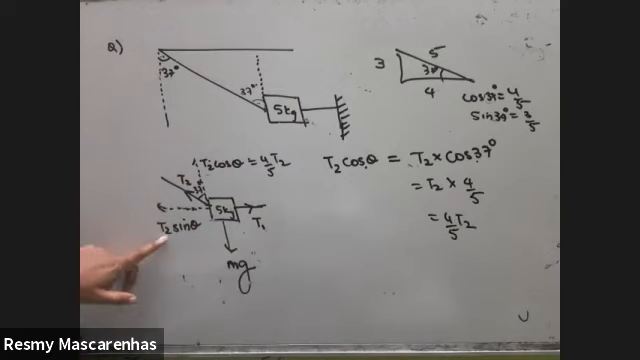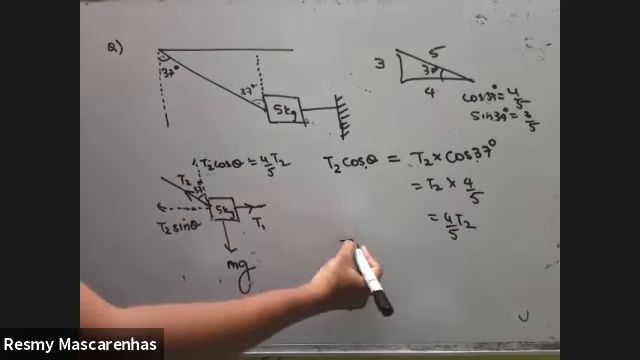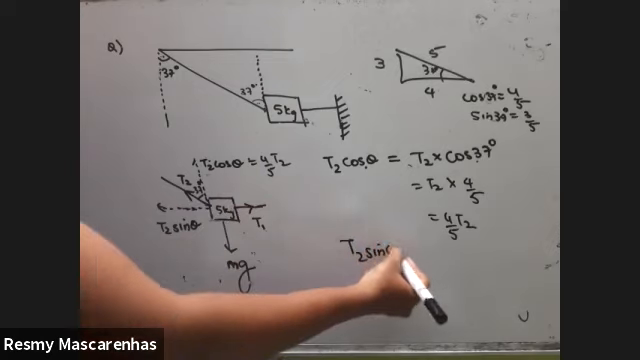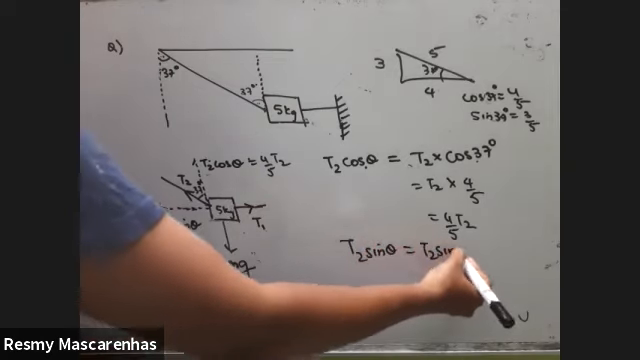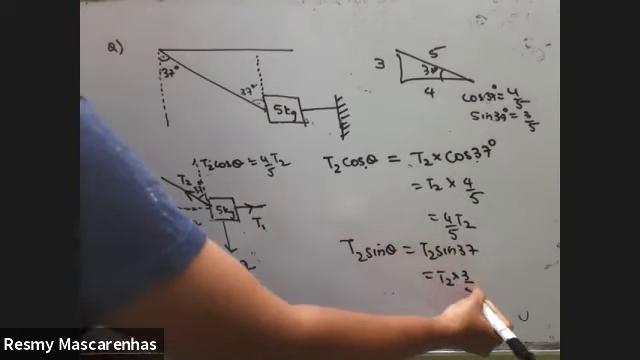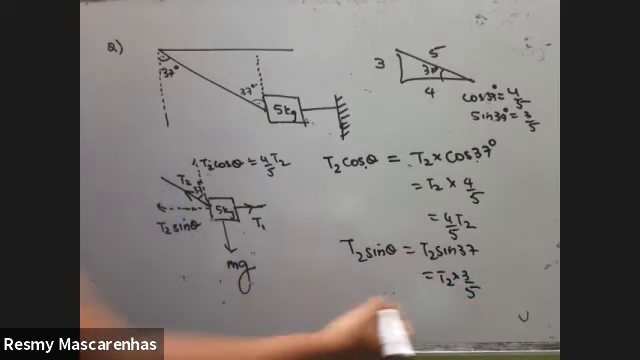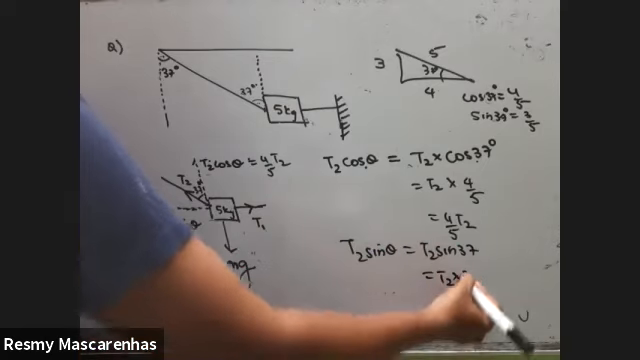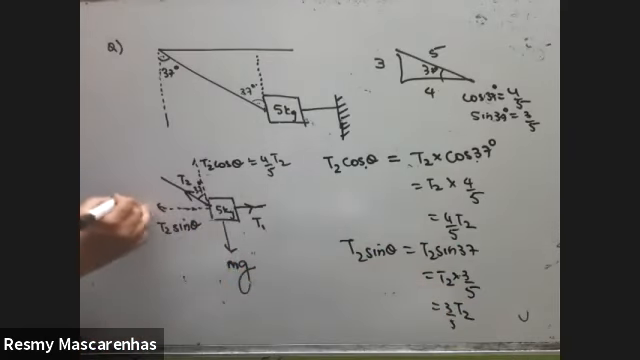Same way calculate this one. The vertical component is T2 sin theta. That is T2 sin 37. So T2 into 3 by 5. You can write like this also. This fellow is 3 by 5. So we got the components.